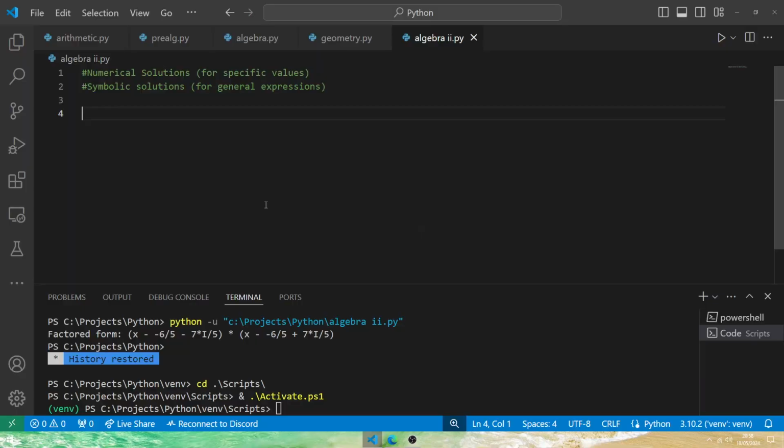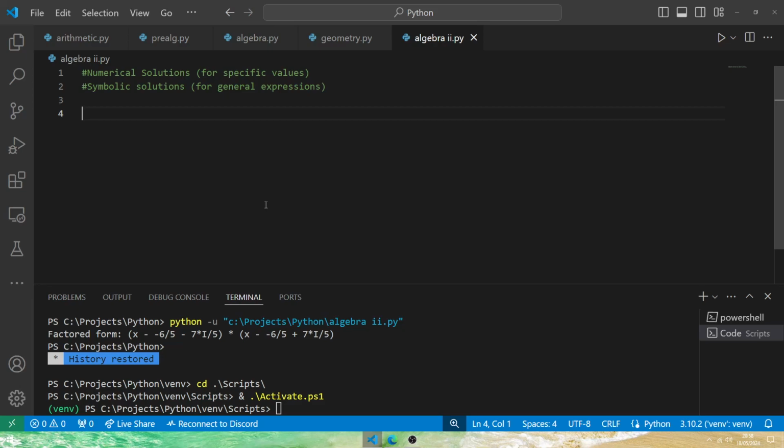Polynomials, radicals, logarithms. That's Algebra 2. Let's get out of here. So starting off Algebra 2 with numerical solutions and symbolic solutions.